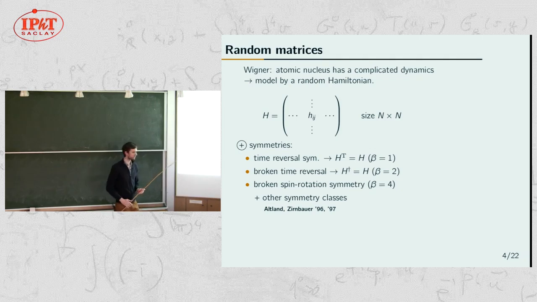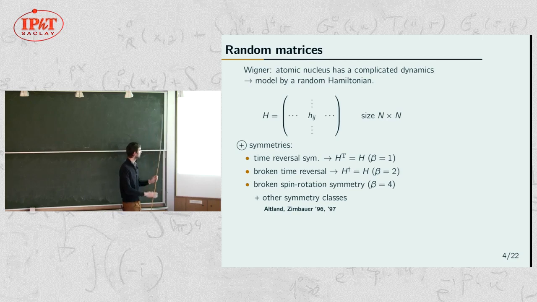Now there are more symmetry classes which were introduced at the end of the 90s by Altland and Zirnbauer, which come from the consideration of two other symmetries which you encounter in QCD and in condensed matter, which are particle-hole symmetry and chiral symmetry. And that gives you now 10 symmetry classes. But at this stage, let's focus only on these three for simplicity.